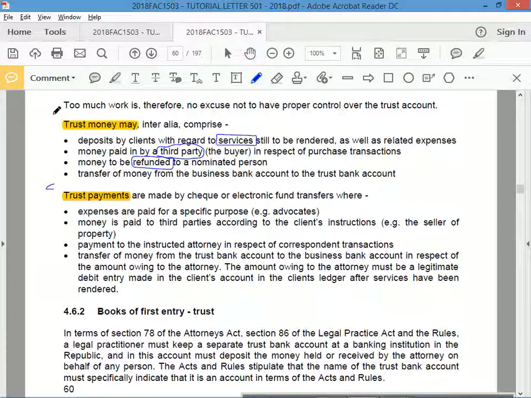Trust money, client's money. Trust payment, client's payments are made by check or EFT. Expenses are paid for specific purposes. Okay, advocates. Paid to third parties. Instructing attorney for correspondent transactions. Transfer of money from the trust bank account to the business.